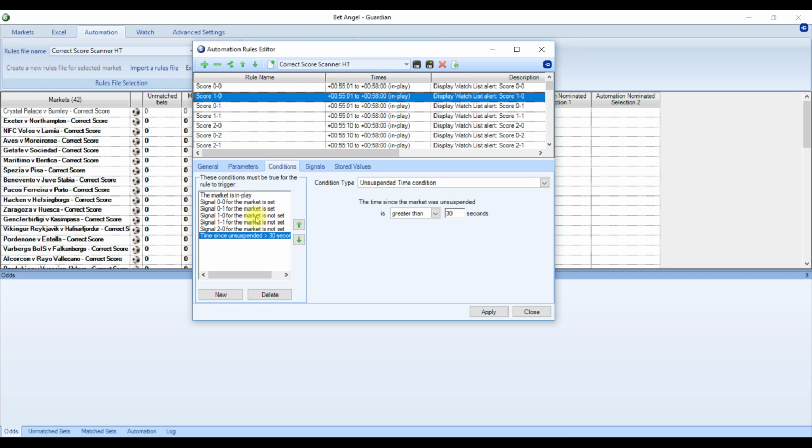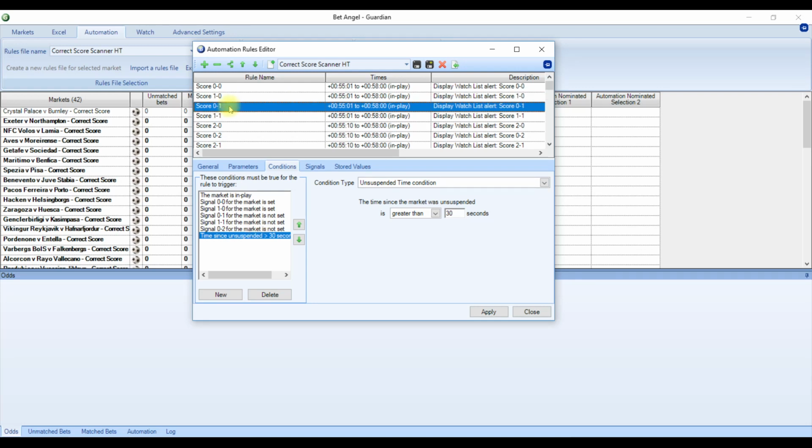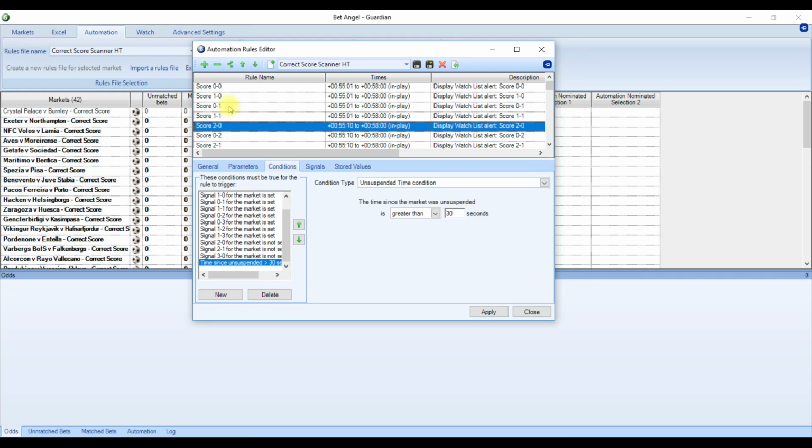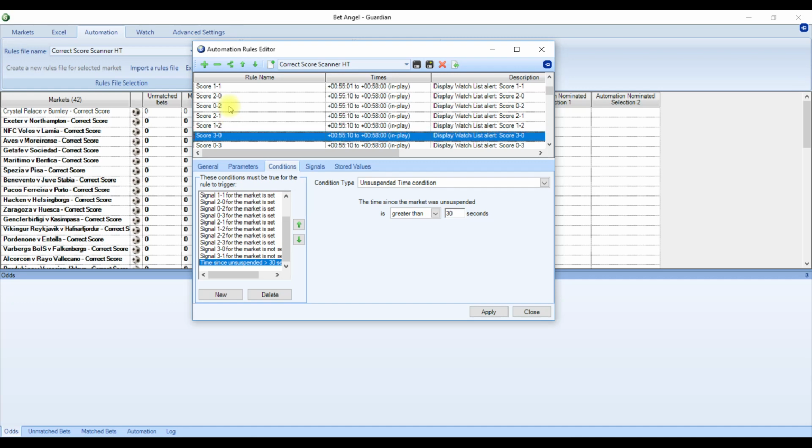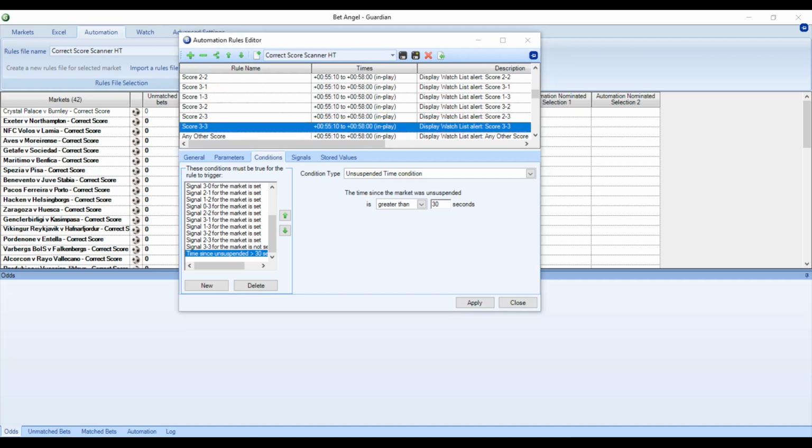1-0 is not set with a value, which means the scoreline is possible. 1-1 and 2-0 are also possible. And the same process applies for all the other scorelines. The more goals that are scored, the more checks this bot needs to complete in order to identify the correct score. This isn't just restricted to half time, this can be placed throughout any point during the game.